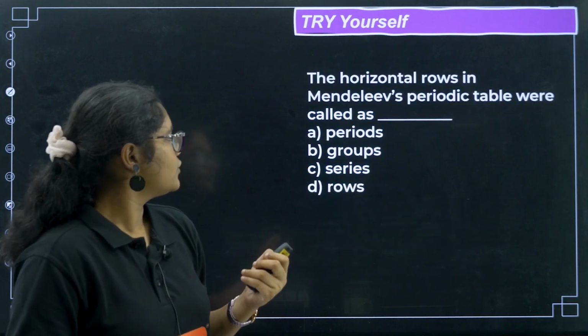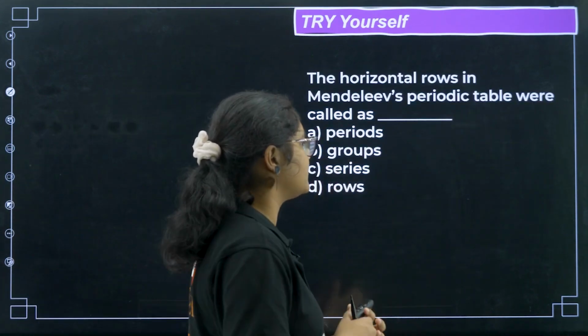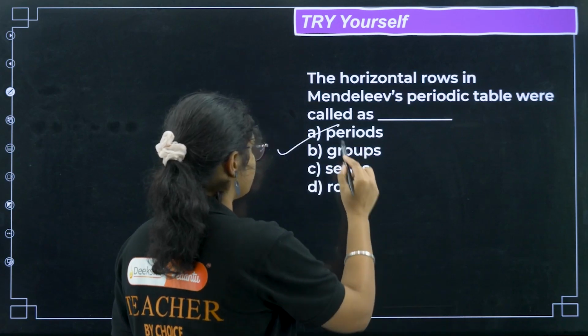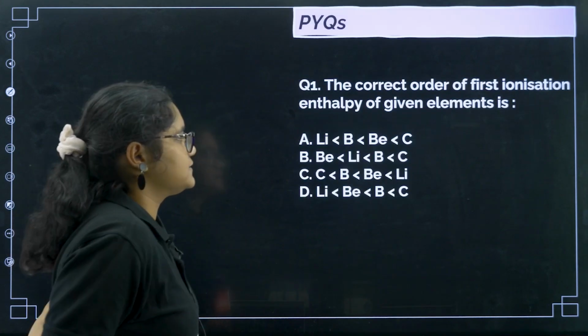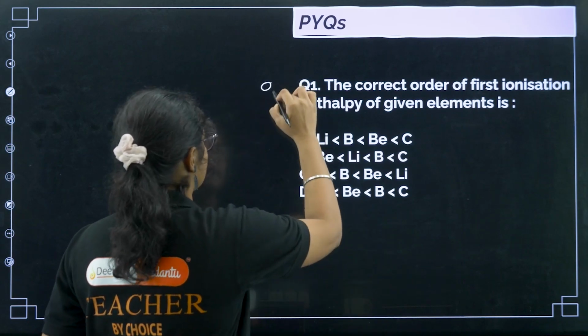Okay, so first is, this was a homework question. The horizontal rows in the Mendeleev periodic table were called as periods. Okay. Next, the correct order of first ionization enthalpy of the given element is.